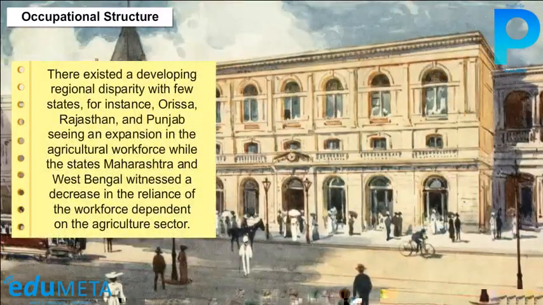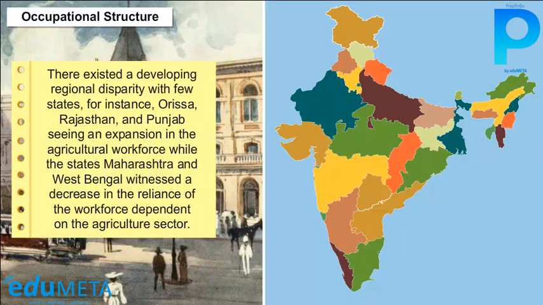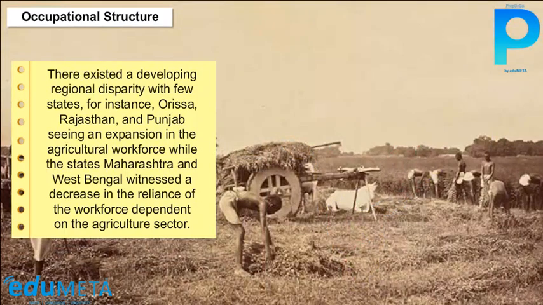There existed a developing regional disparity, with a few states, for instance Odisha, Rajasthan and Punjab, seeing an expansion in the agricultural workforce, while the states Maharashtra and West Bengal witnessed a decrease in the reliance of the workforce on the agriculture sector.